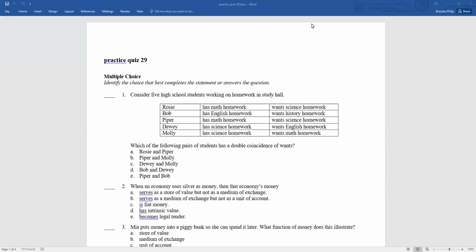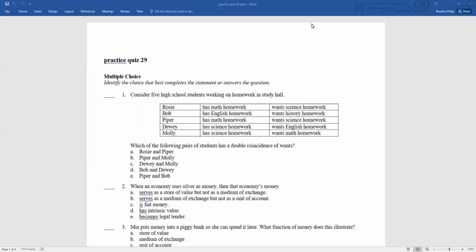Okay, I'm going to try to start just going over the quiz. The first question: which of the following students has double coincidence? The answer is Piper and Molly. Piper has math homework and Molly wants math homework. So that would be the double coincidence.